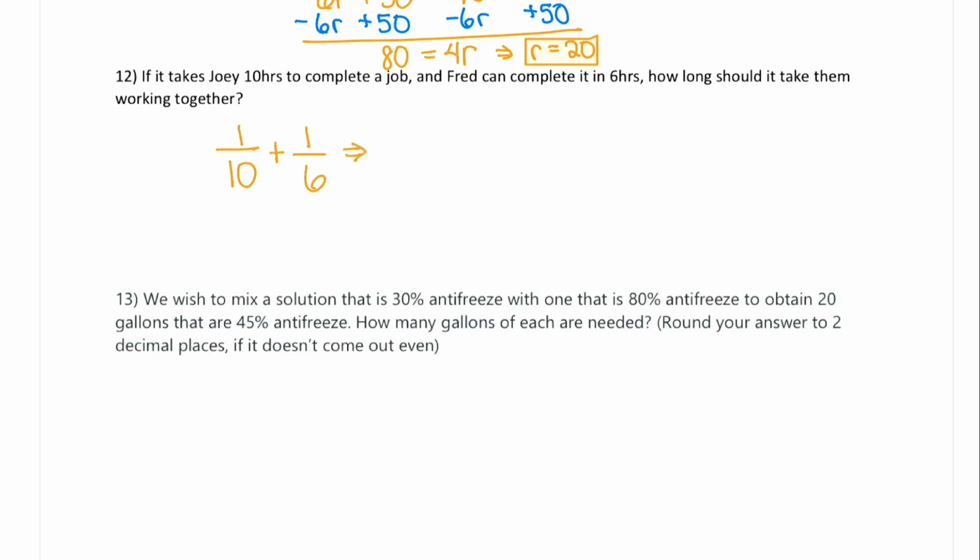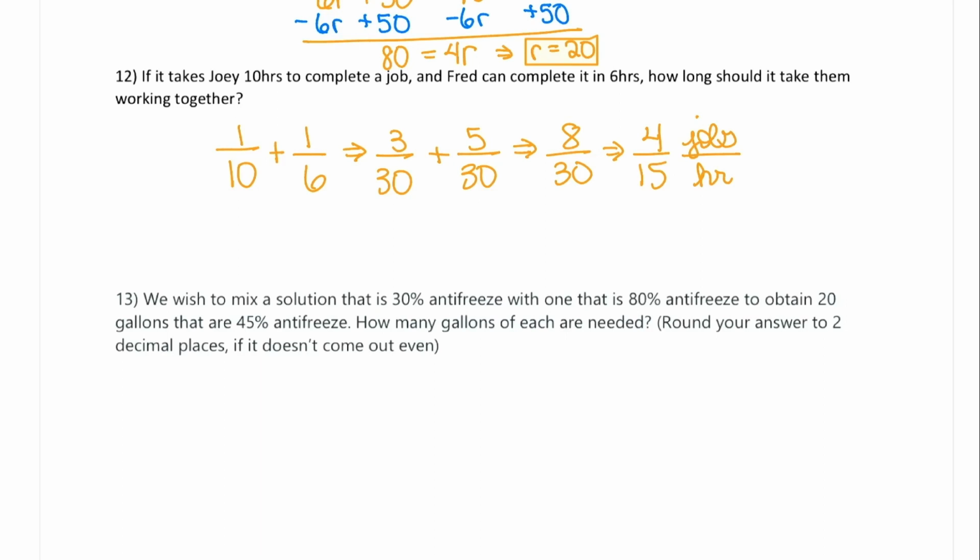We can go ahead and get a common denominator here, so it's going to be 3 over 30 plus 5 over 30, which works out to be 8 over 30, and that simplifies to 4 over 15ths. And this is 4 jobs in 15 hours. Since we want to know how many jobs happen, or I'm sorry, 4/15ths of a job in an hour, but we want to know how many hours it will take them per job.